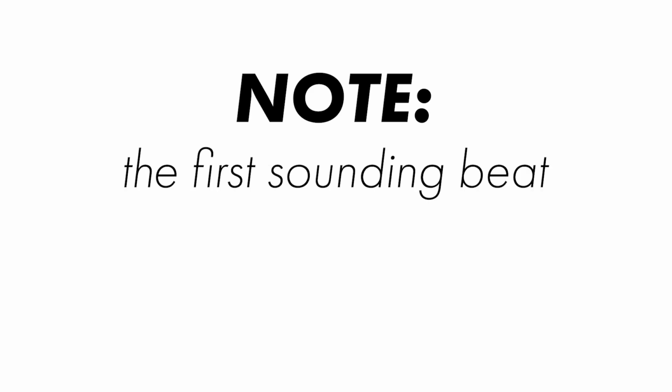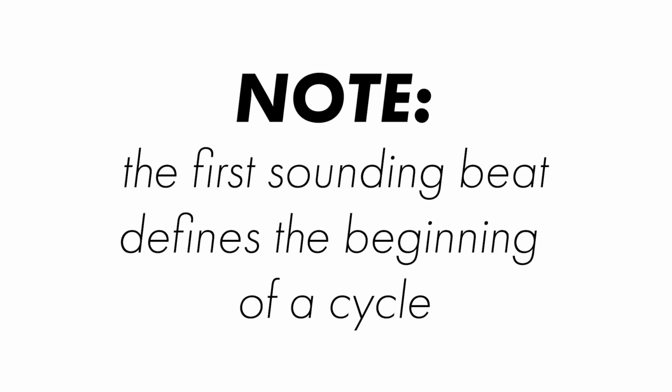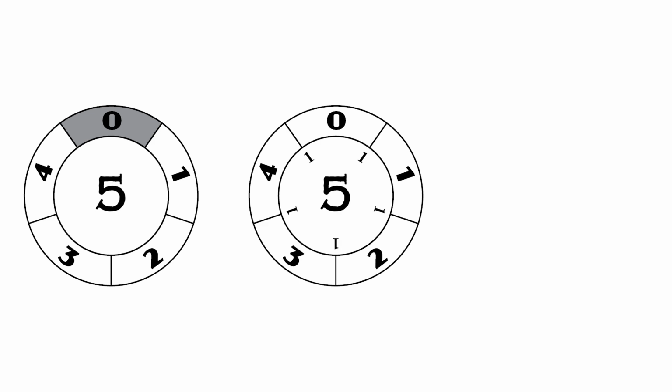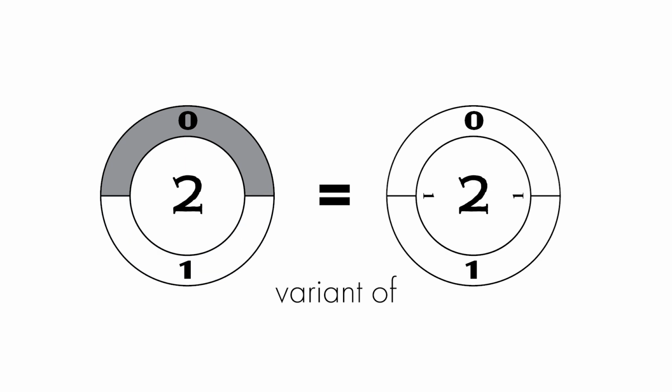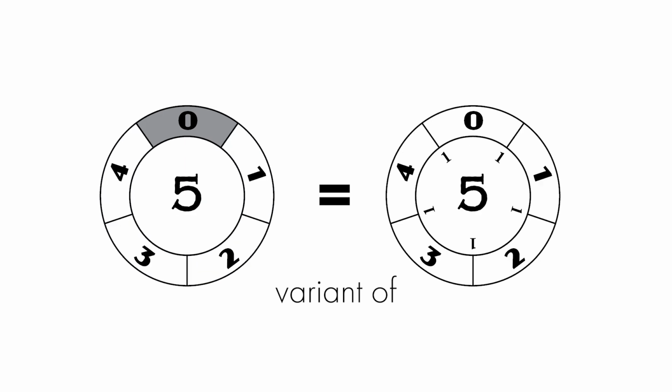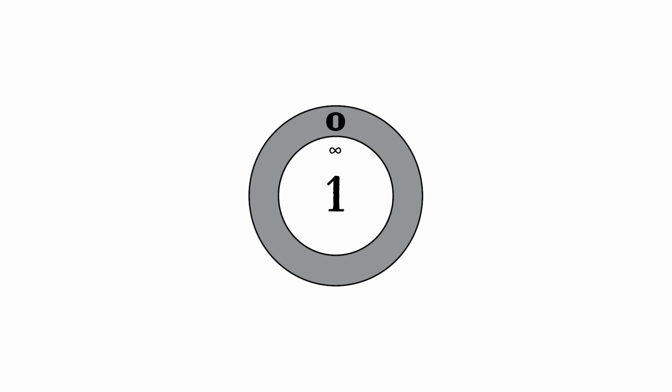Note, the first sounding beat provides us an obvious point to define the beginnings of our cycles. Let us leave aside rhythms where the first beat is silent. We can consider such rhythms as variations of what we defined here. This doubles the number of rhythms we can define with a single diagram. It also helps us to avoid scenarios where all beats of a cycle are silent. Complete silence is a topic all unto itself.